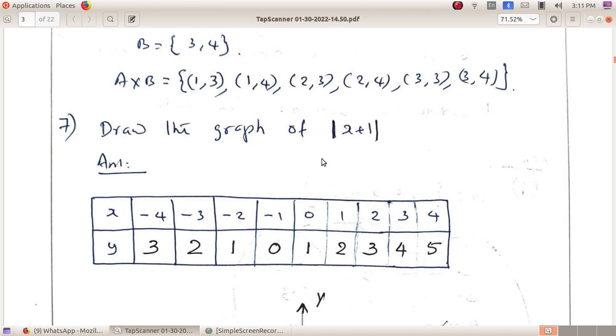So when x is equal to minus 4, what happens? Minus 4 plus 1 is minus 3. Mod minus 3, mod means always taking the positive value. Mod minus 3 means 3. Similarly, when x is given as minus 3, that is minus 3 plus 1, that is minus 2. Mod means 2. Similarly, these columns can be filled out.